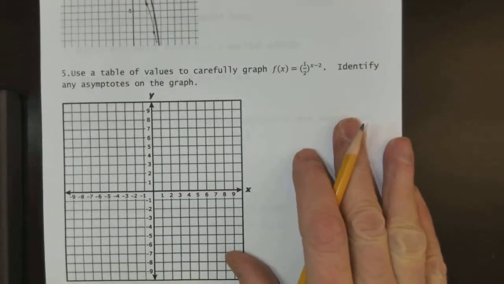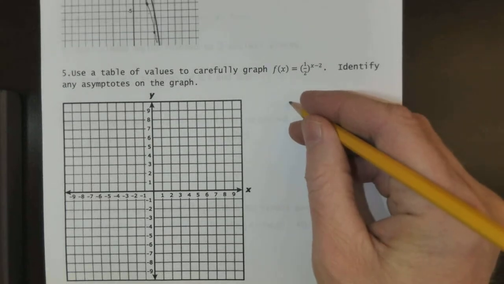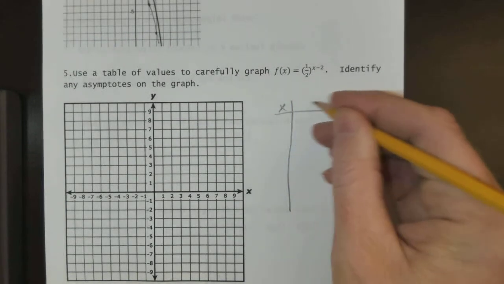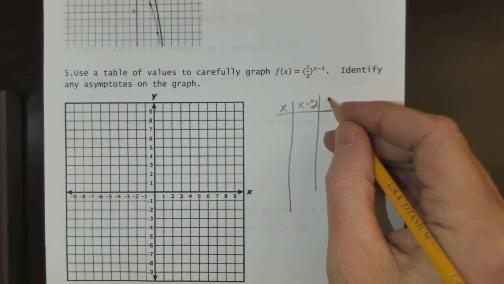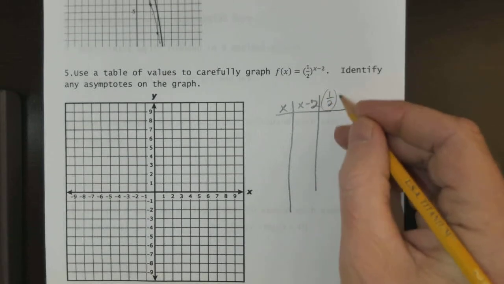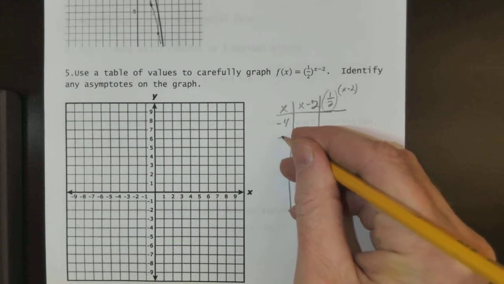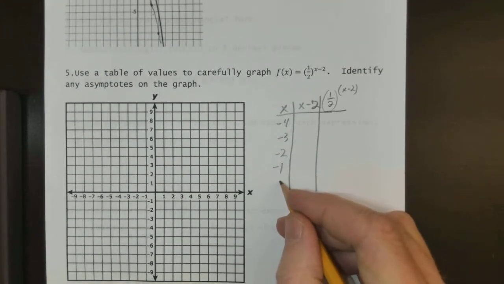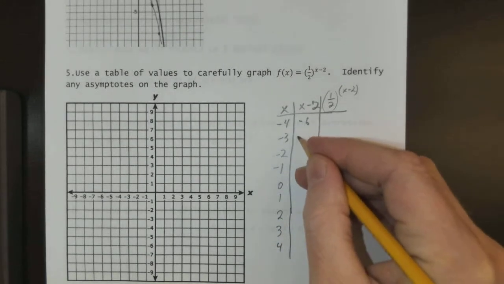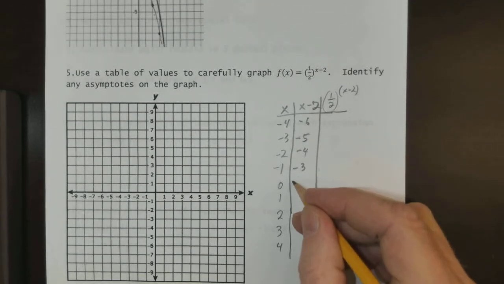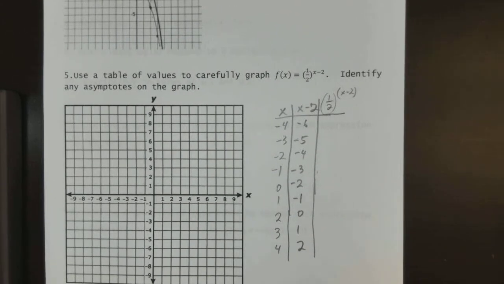All right, y equals 1/2 to the power of x minus 2. I'm going to go x minus 2, and then 1/2 to the x minus 2. Let's put negative 4, negative 3, negative 2, negative 1, 0, 1, 2, 3, 4. This is negative 6, negative 5, negative 4, negative 3, negative 2, negative 1, 0, 1, 2. I got way more than I need, I think.